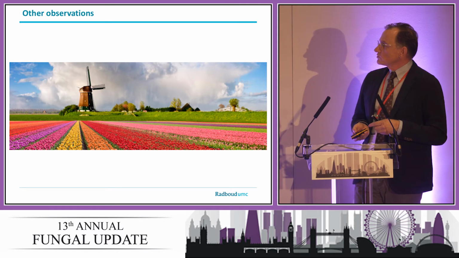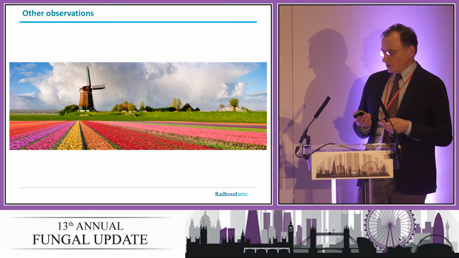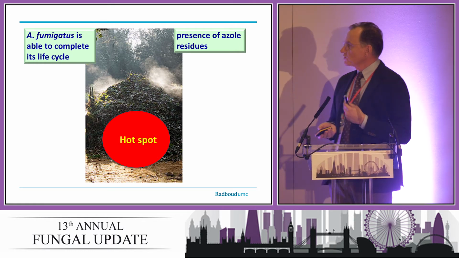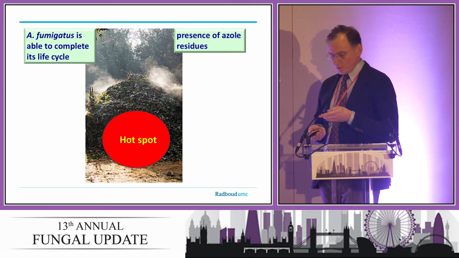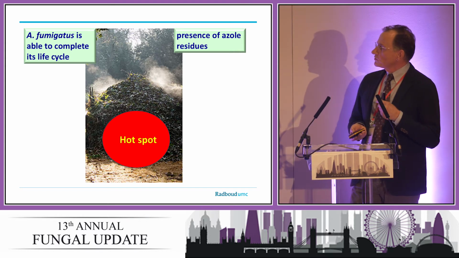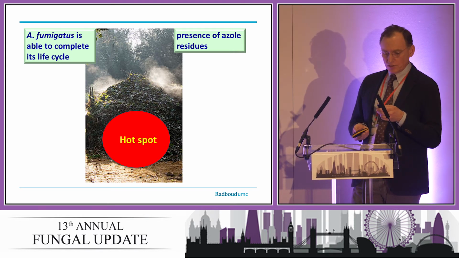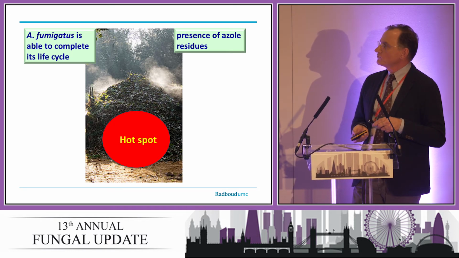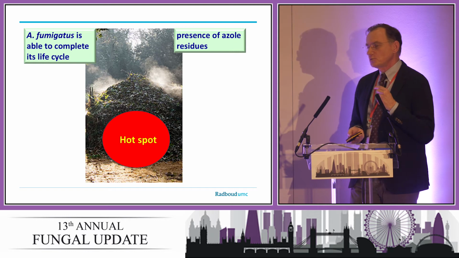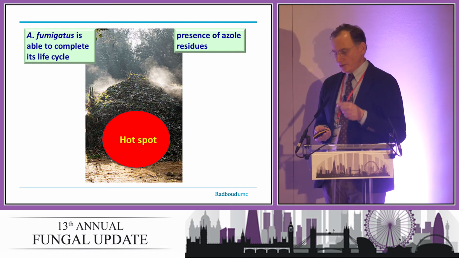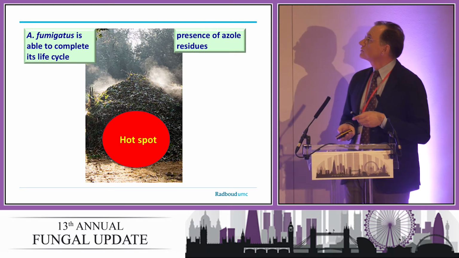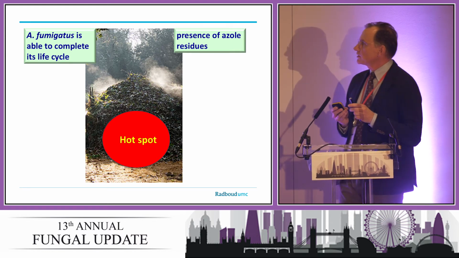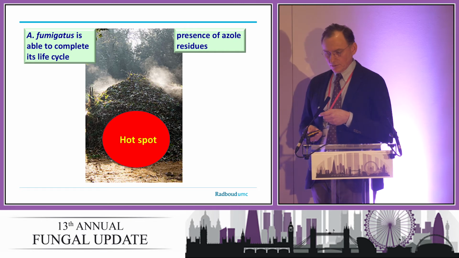So the other observation is, of course, where is this originating in the environment? And we developed a concept of a hotspot. And the hotspot is an important area where resistance is facilitated or develops. And there are 2 important characteristics. And first is that Aspergillus fumigatus has to be able to grow and reproduce there. And the other is that there should be azole residues present. If you have these 2 factors together, then you have a risk of resistance.